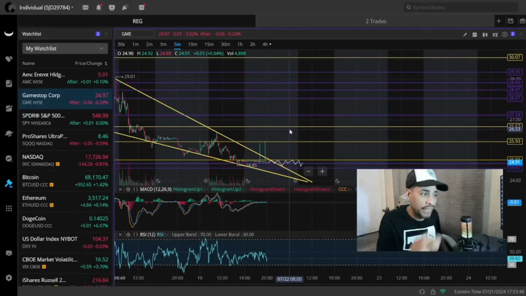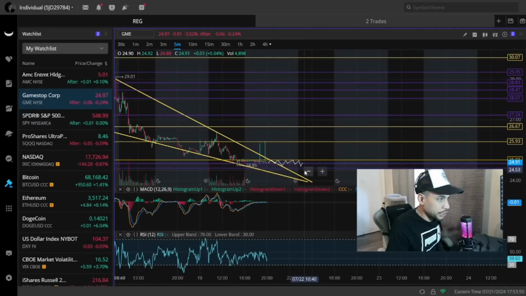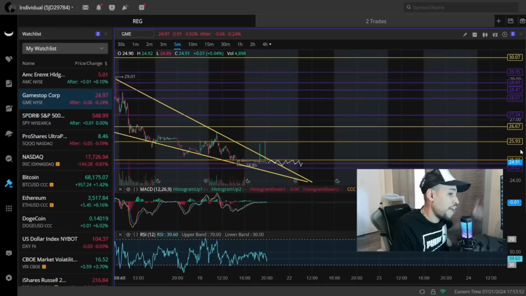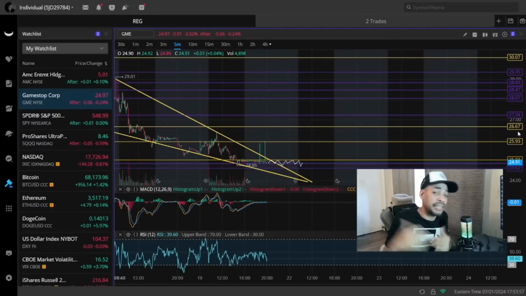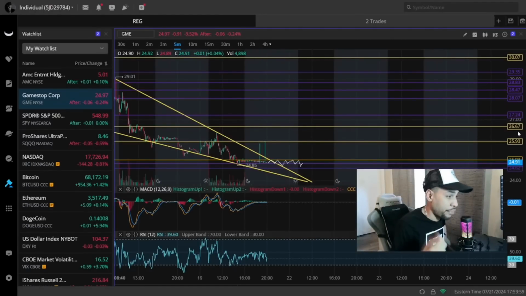If we see a break above that 25.03 level, you're going to see a movement back towards 25.93, and of course the major level of 26.67, which is the last major support and resistance before that $30 level. So this is what we're looking at for GameStop stock. We want to see a break above that 25.03 level.